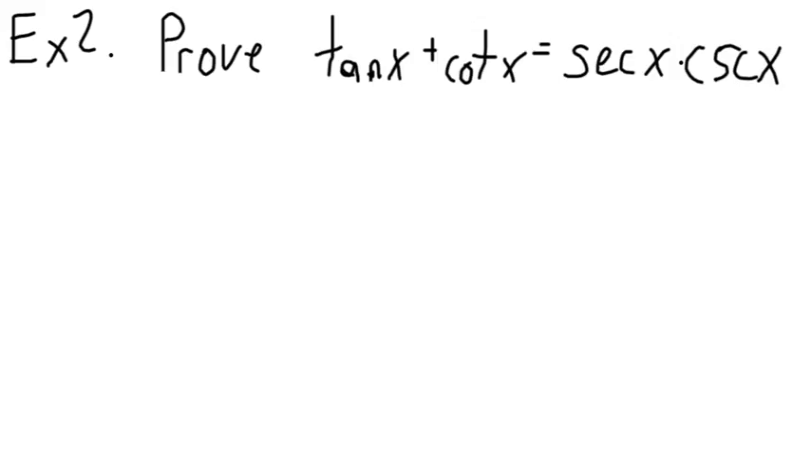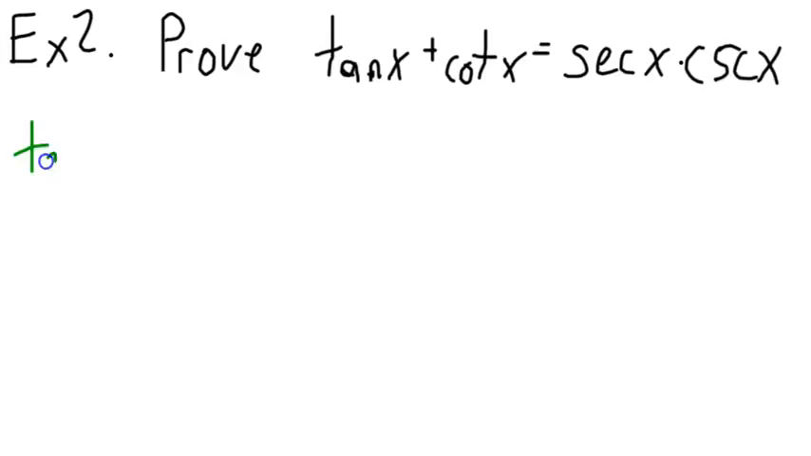In example 2, we want to prove that tangent x plus cotangent x equals secant x times cosecant x. First thing we need to do is determine which side is more difficult, because that's the side we want to start with. On the left side of the equation we have 2 terms, and on the right side we only have 1 term. So we're going to start with the left side of the equation.